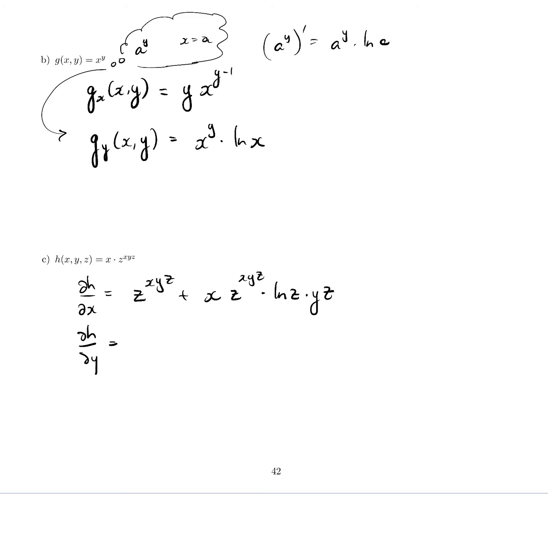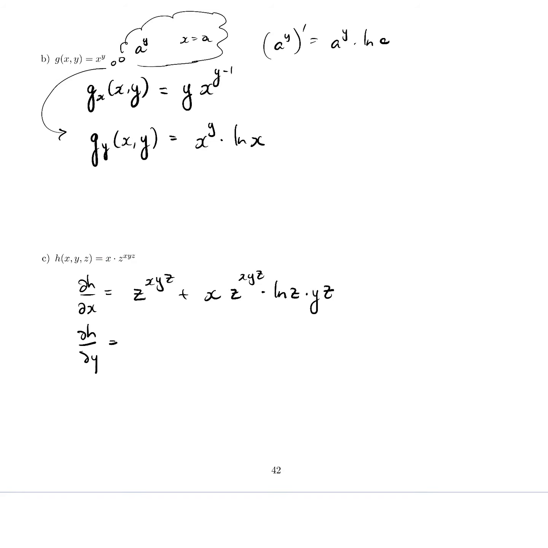So now y is our only variable, so x is a multiplier in front, like 12, like -4, whatever. X is just a constant multiple, so x is going to hang along for the ride, times z to the xyz times ln z, and now we have the derivative of the inside function. Y is the variable, so the x and z are constant, so we get times xz.